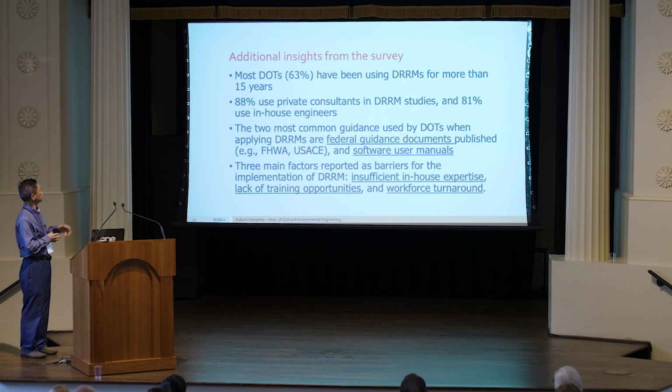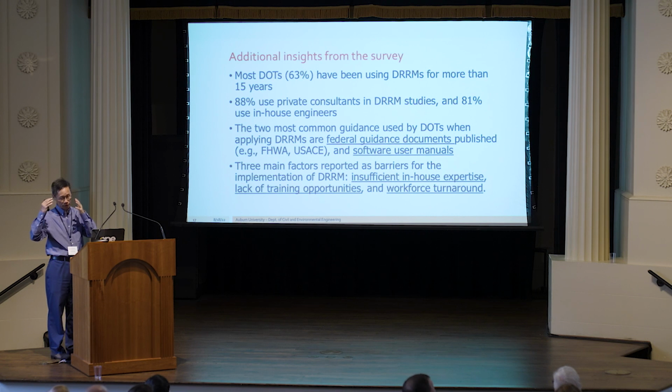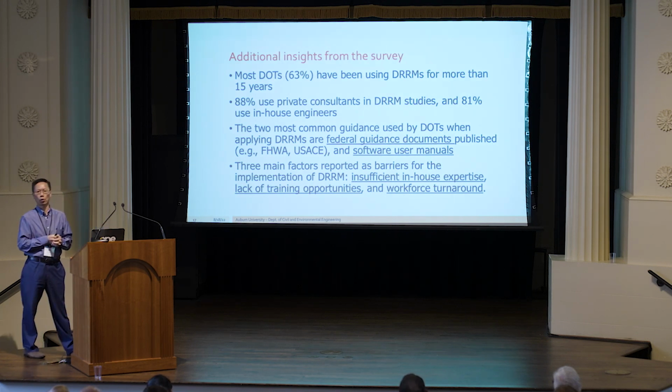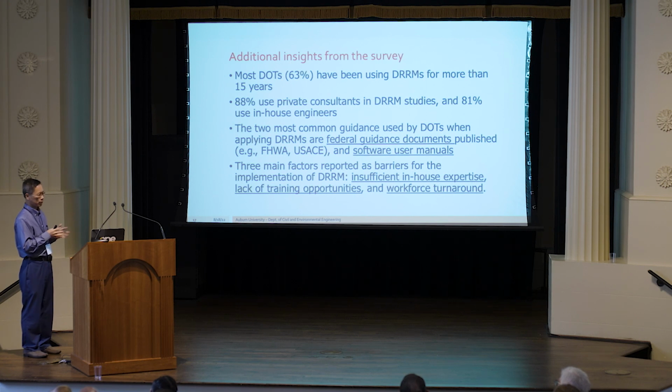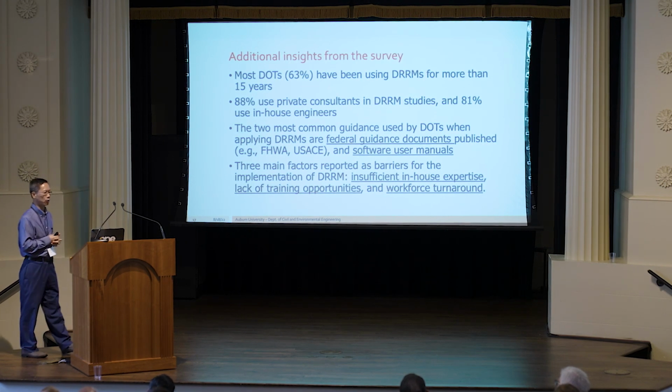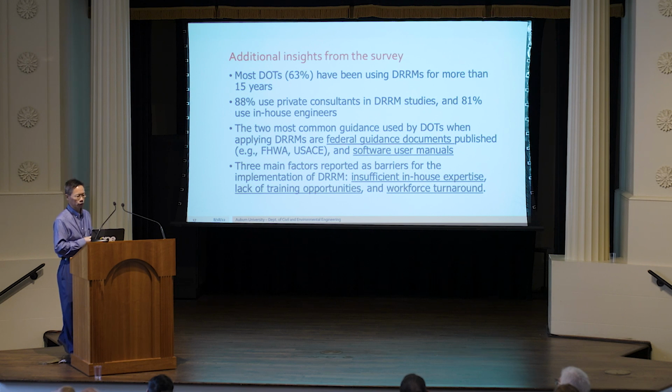These are some results for specific questions and additional insight through the survey. Most DOTs, about 63%, have been using DRM for more than 15 years, so there's a long history of using DRMs. 88% use private consultants in the DRM study, but also 81% say they use in-house engineers, so there's some overlap. The 2 most commonly used guidance documents for DRMs are maybe federal guidance documents published by the FHWA or US Army Corps of Engineers, or maybe software user manuals.